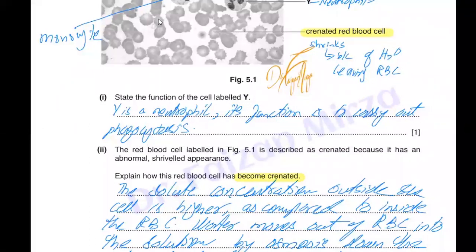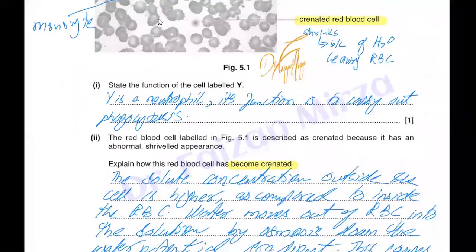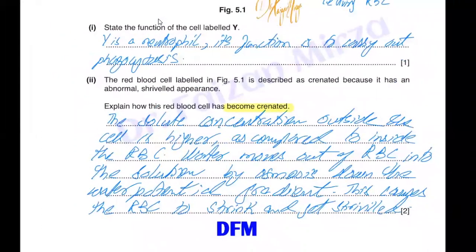State the function of the cell labeled. Its function is to carry out phagocytosis because it's a neutrophil. The red blood cell in the figure is described as crenated. It has become abnormal or shriveled in appearance. How did the red cell become crenated? The solute concentration outside the cell is higher compared to inside. Water moves out of the red blood cell into the solution by osmosis, down the water potential gradient. This will cause the red blood cell to shrink and shrivel.